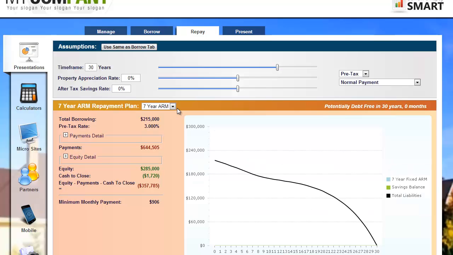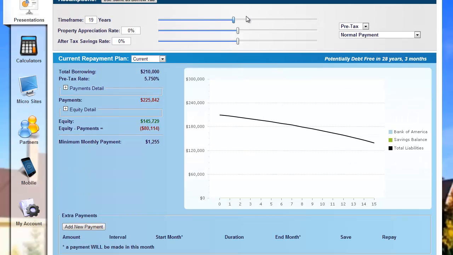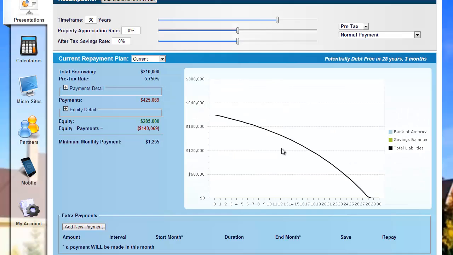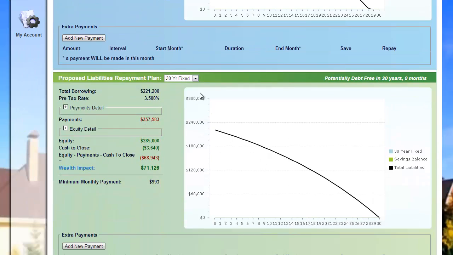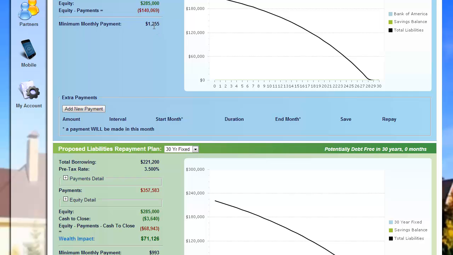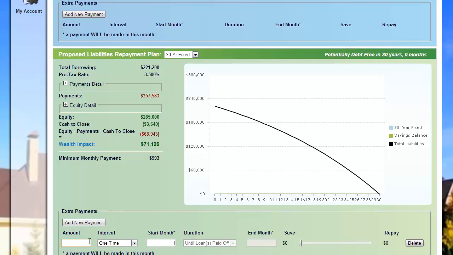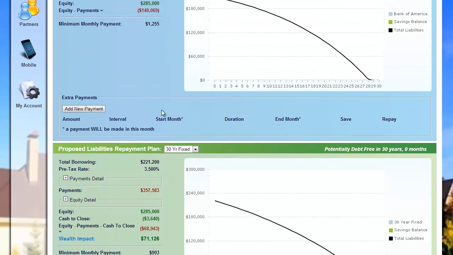The most common use of this is where I'm going to take my current scenario today. This is what the client's doing today, and I'm going to take that over 30 years, and then maybe I want to compare that to a new 30-year fixed, and I want to do things like the minimum monthly payment here is $9.93. Up here it's $12.55. So I've got some savings there. So maybe what I want to do is show a new payment here. That's the difference between $12.55 and $9.93.